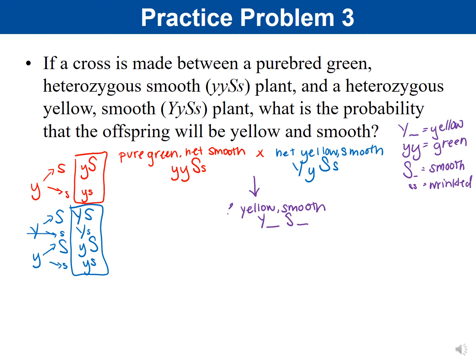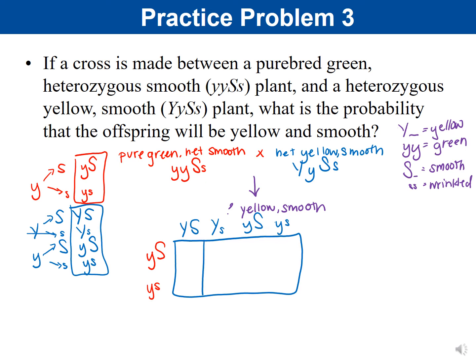So now I make my Punnett square and I put those on the edge. I'm going to put this parent here: little y, big S, little y, little s. Those are the two possible gametes. And those compare with big Y, big S, big Y, little s, little y, big S, and little y, little s. So we're going to fill in our Punnett square.